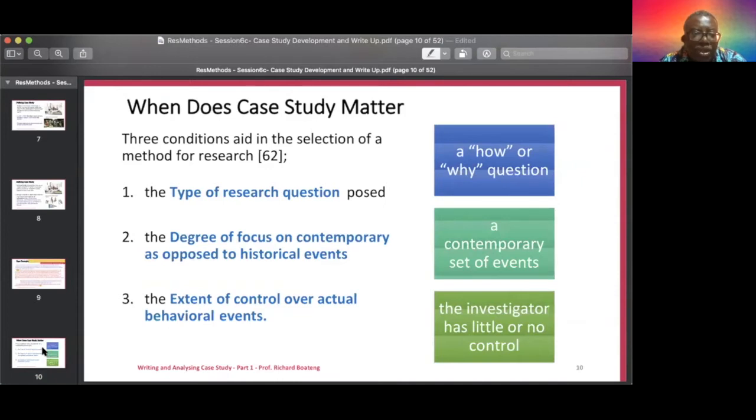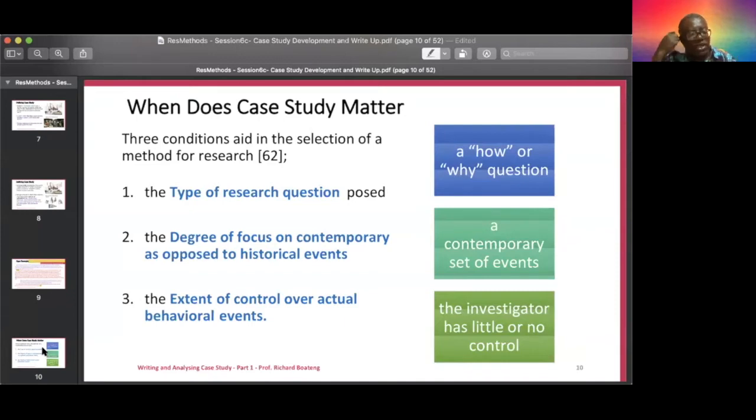Number two, case studies matter when the degree of focus is on contemporary as opposed to historical events. So most of the time, in many case studies, you're talking about contemporary events that are taking place, but that contemporary event you're talking about, the investigator himself has no means of manipulating it, has very little control. So the person has to tell the story of what is occurring or what has occurred. Good. That's what you see in the case study.